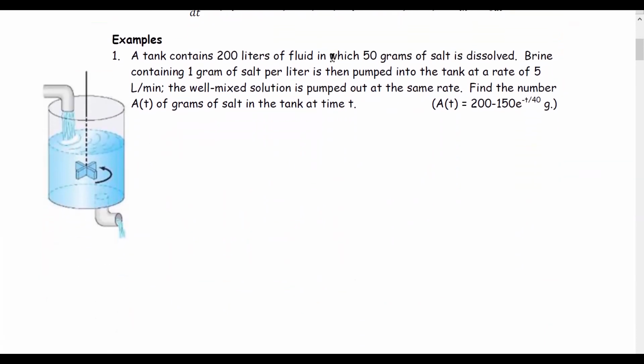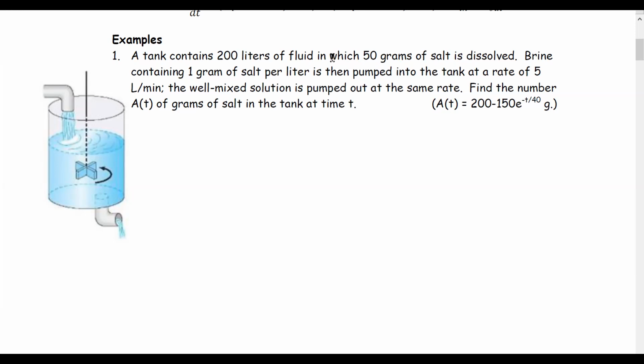The first example: a tank contains 200 liters of fluid in which 50 grams of salt is dissolved. Brine containing 1 gram of salt per liter is then pumped into the tank at a rate of 5 liters per minute. The well-mixed solution is pumped out at the same rate. Find the number A(t) of grams of salt in the tank at time t.